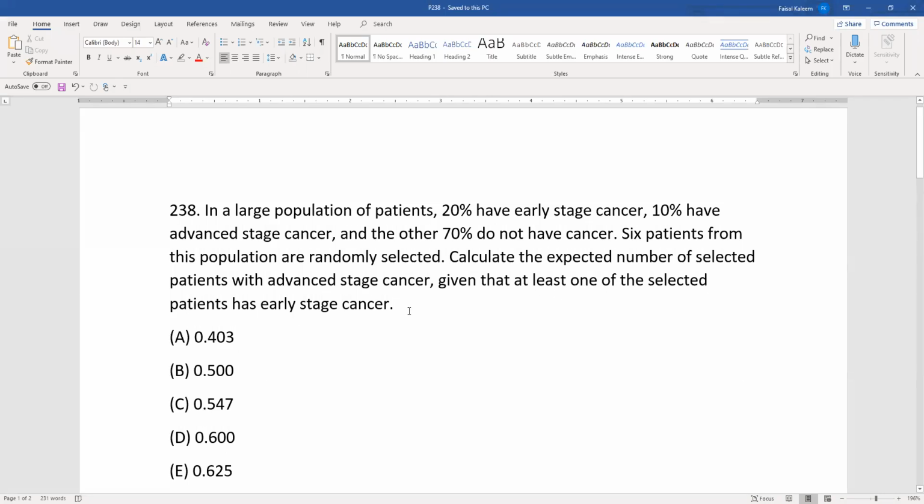In a large population of patients, 20% have early stage cancer, 10% have advanced stage cancer, 70% do not have cancer. 6 patients from this population are selected. Calculate the expected number of selected patients with advanced stage cancer, given that at least one has early stage cancer.